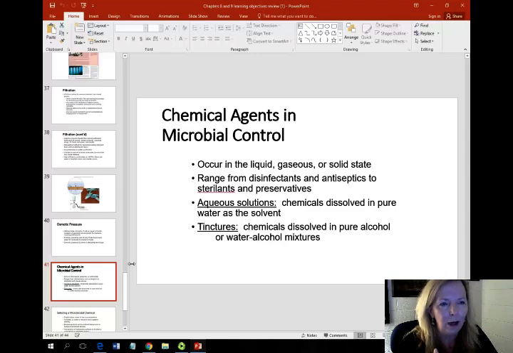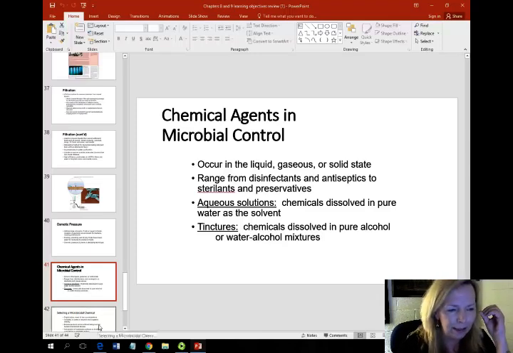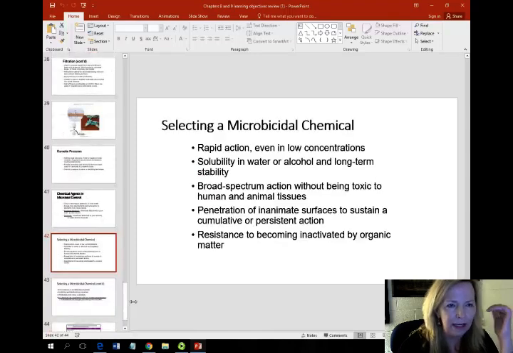Now, as far as chemical agents in microbial control, you can have aqueous solutions or tinctures. Aqueous solutions just means that water has been the solvent that you've used to mix the chemicals up. And just because something might be a good disinfectant at a certain percent doesn't mean you need to double it, because that's just making it more toxic for whatever you're putting it on. So people should pay close attention to how to make up these aqueous solutions. Same thing with tinctures. Instead of water, it's going to be an alcohol-based mixture for the chemicals. So they can also be used.